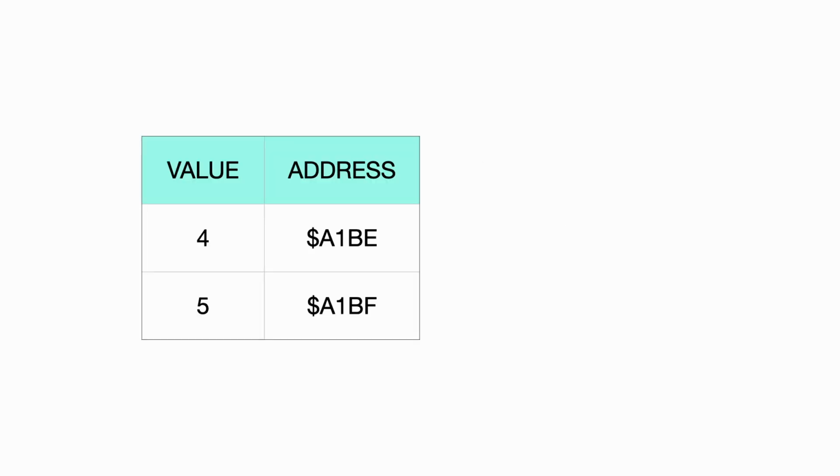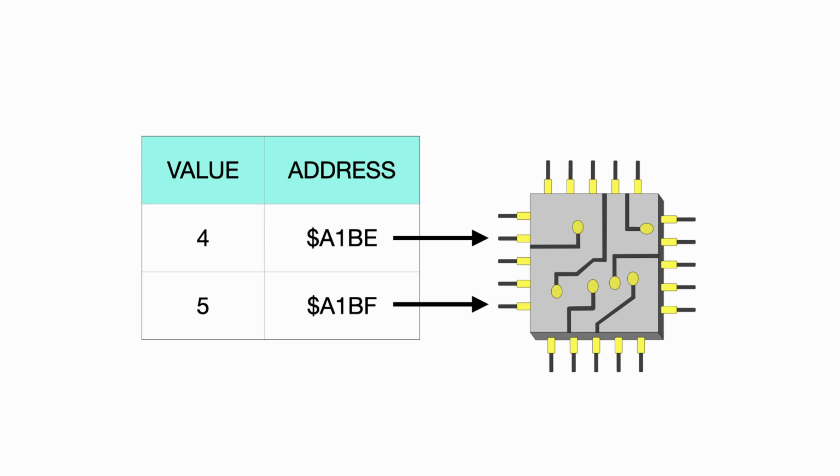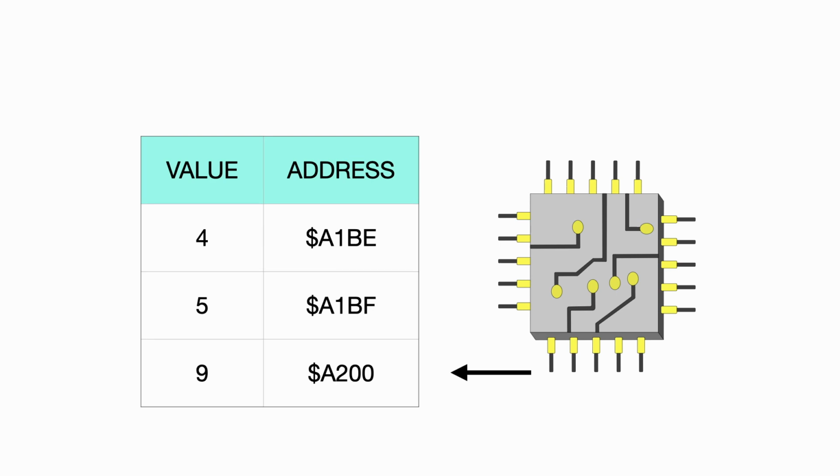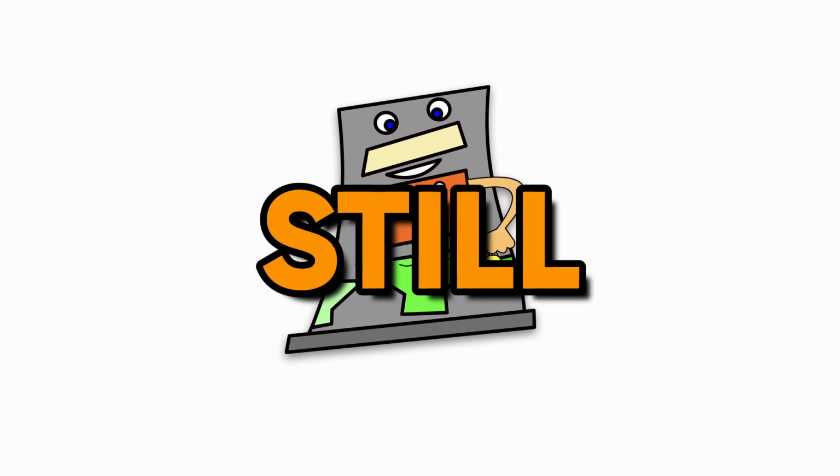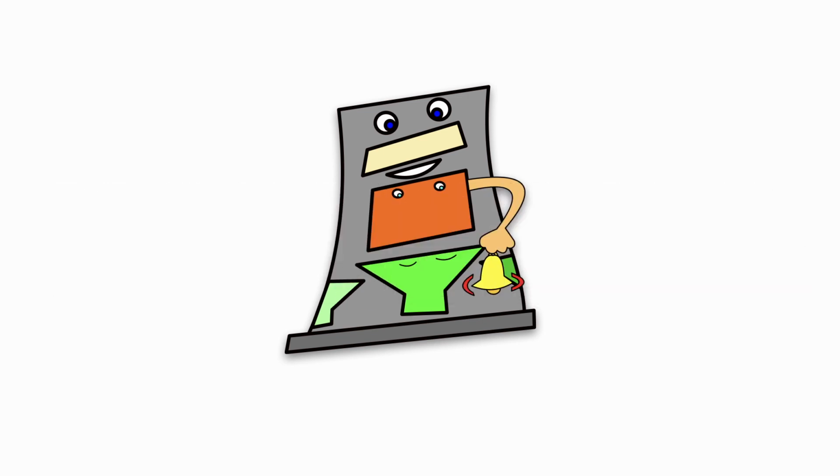Now, what does the programmer need to do to add the numbers? Both numbers need to be loaded into the CPU. The CPU adds the numbers, and the result is written back to a memory address. At the core of your computer, this is still happening. But you can already imagine the headaches if you have to manage memory addresses yourself.